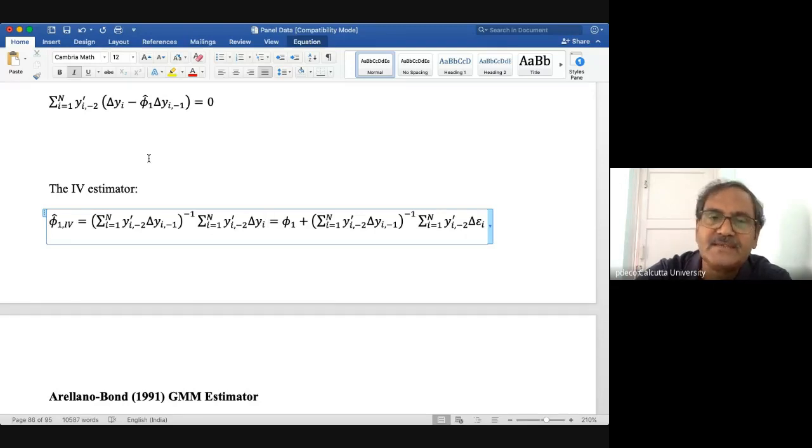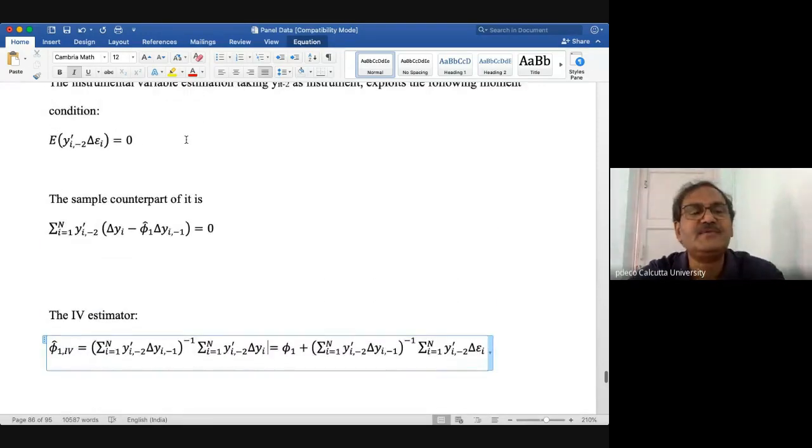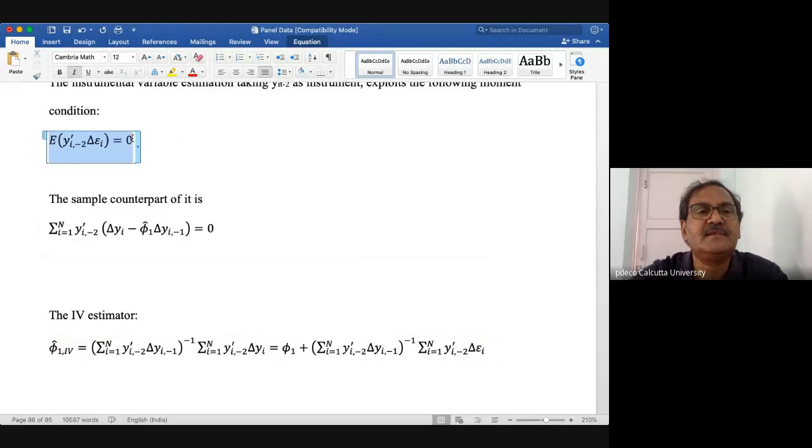This is not OLS. So how to get the IV estimate? Just by using this moment condition. What is the moment condition? The moment condition is that the variable you are considering, which is called the instrument, into the error, expected value is 0. Okay.